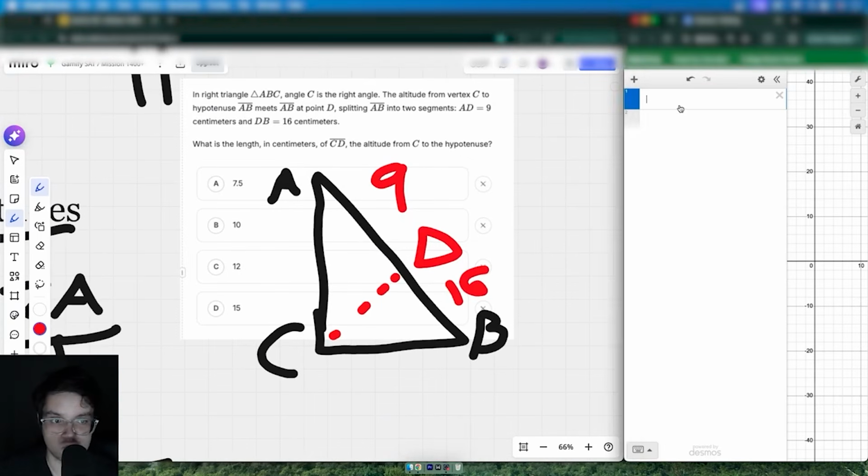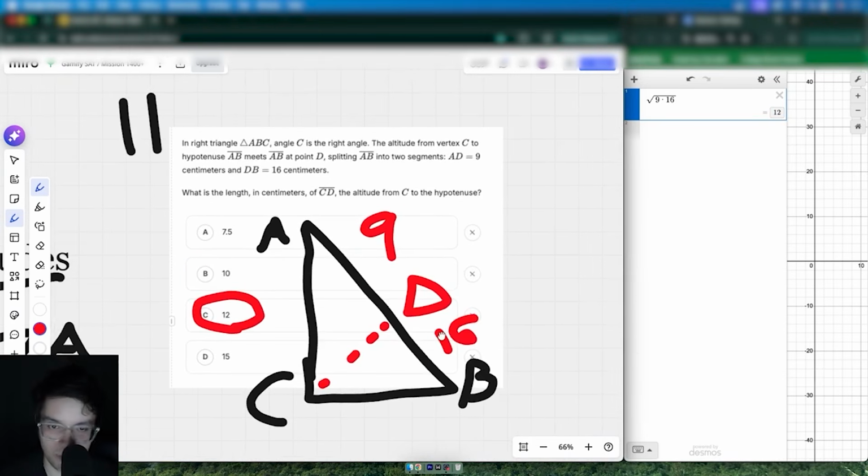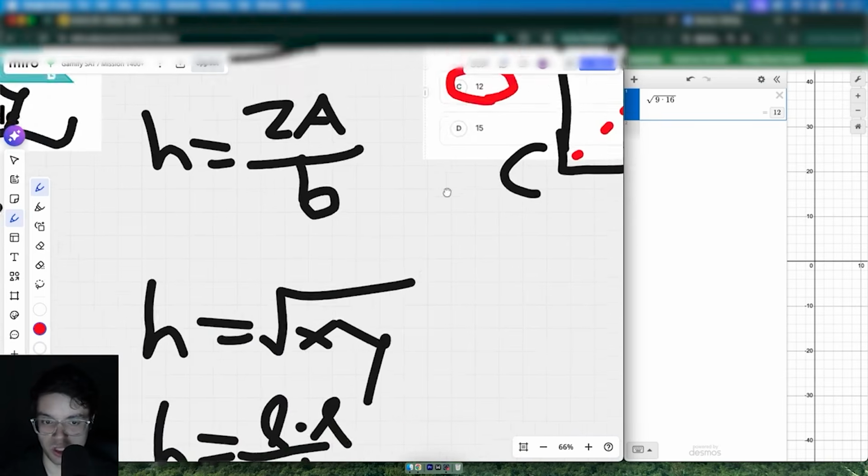So we can literally just say here square root of 9 times 16. So it must be 12. That just is literally the answer. C must be the answer. So you can see here, this problem looked like it was going to be extremely difficult, but literally it was just one formula and I solved it.